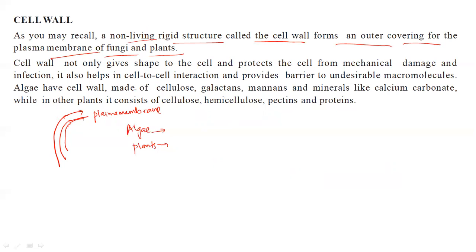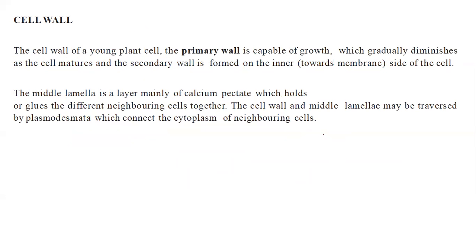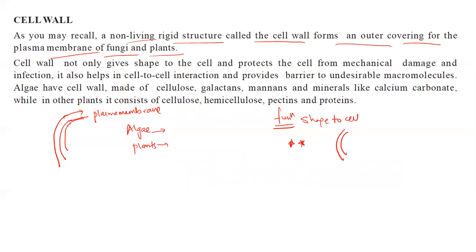Let me tell you something. What are the functions of the cell wall? First, it gives shape to the cell, but most importantly, it protects the cell from mechanical damage and infection. So if there is any damage that is going to be done or an infection that's going to cause harm to the cell, this layer protects it.